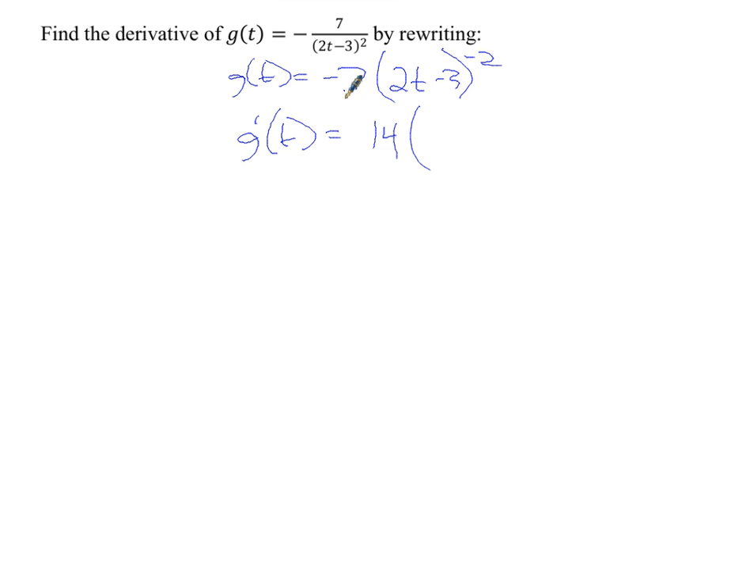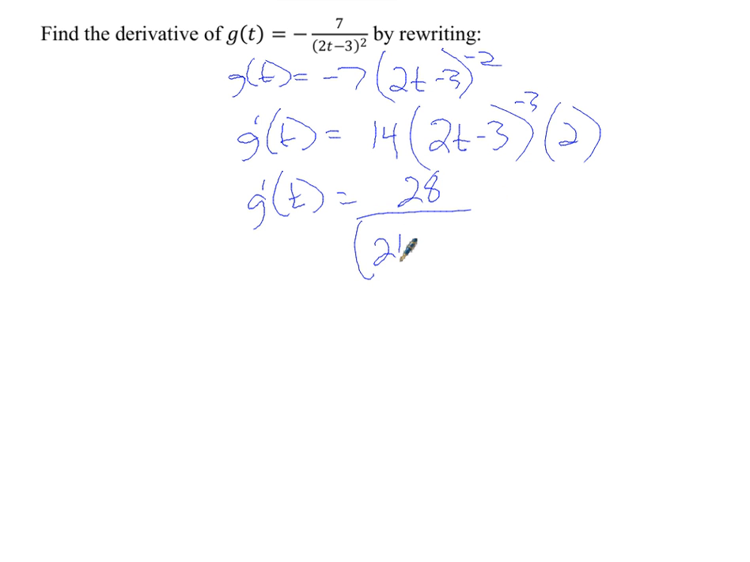So the negative 2 comes down, becomes positive 14. What's inside stays the same. Subtract 1 from the exponent. The derivative of what's inside is 2. Simplify. So g prime of t equals the 14 times 2, which is 28. I see that this is going to go to the denominator, so I'll put that 28 in the numerator, divided by 2t minus 3 to the third power. So that's the derivative. Pretty straightforward, if you know how to do it.